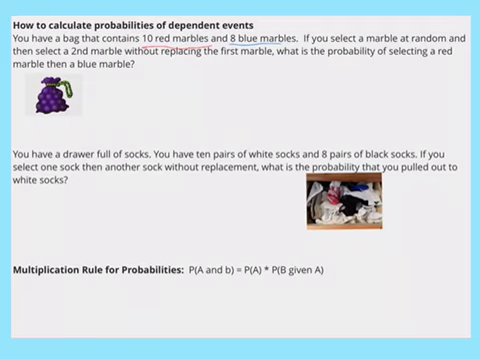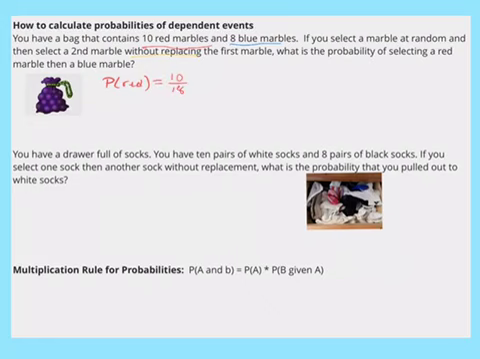If I select a marble at random and then select a second marble without replacing it, what's the probability of selecting a red then a blue? So what we're going to do first is figure out the probability of selecting a red. I can see that I have 10 red marbles out of 18 total marbles. So it's going to be 10/18.